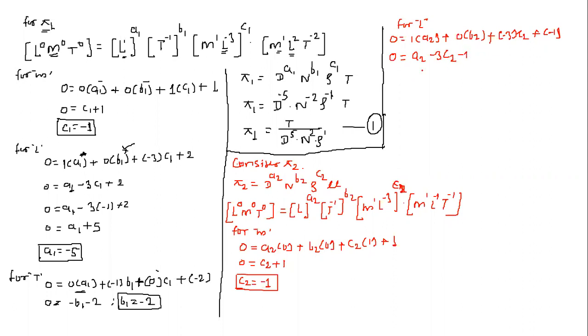Right. Put up the value of a2. Do we have the value of c2 now? The value of c2 is -1. So 0 is equal to a2 minus 3 into -1 minus 1. So 0 is equal to a2. What is the value now?